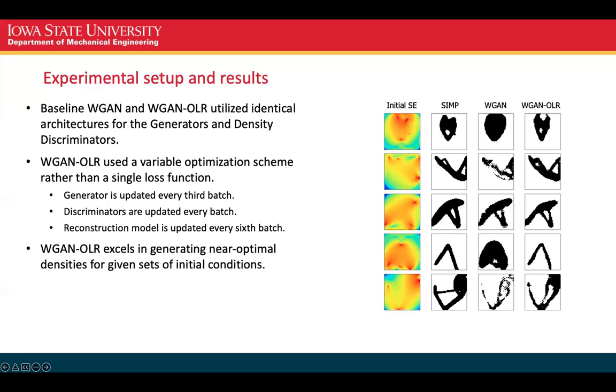And on the figure on the right, the first column is the initial strain energy. The second column is our generated data from the SIMP algorithm. The third, WGAN column, is our baseline, and the far right is our proposed network.